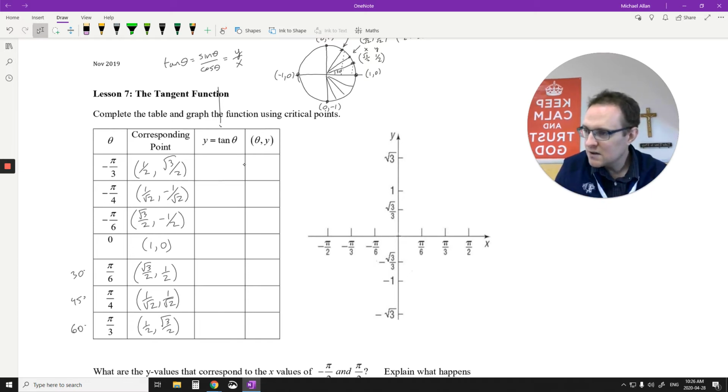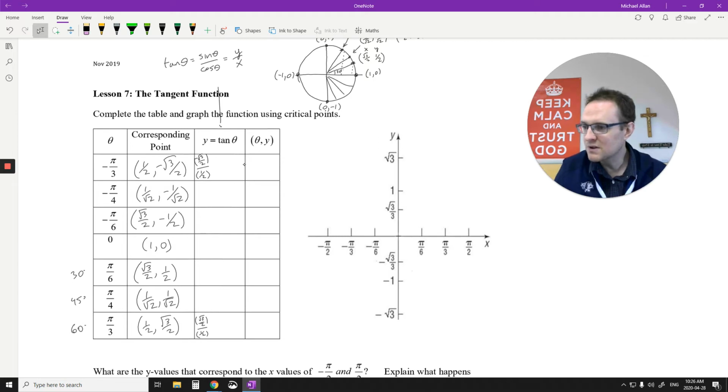I'm going to go negative root 3 over 2, and then divided by the x value of 1/2. That's going to be the same as this one down here, divided by 1/2.